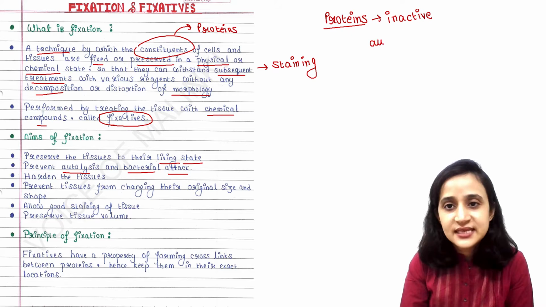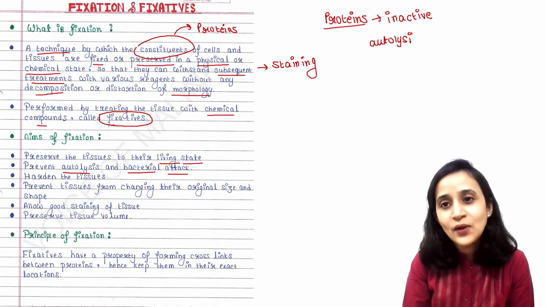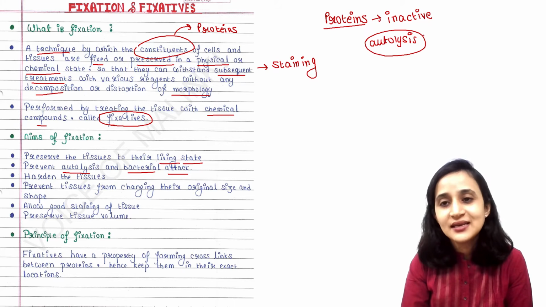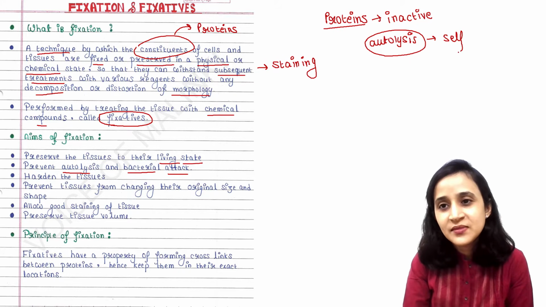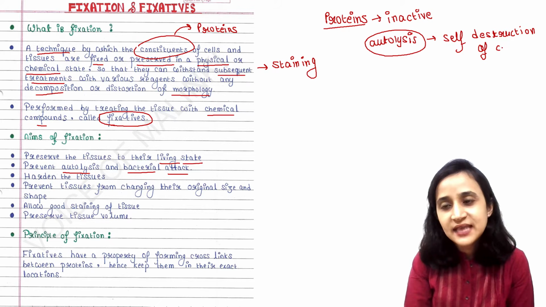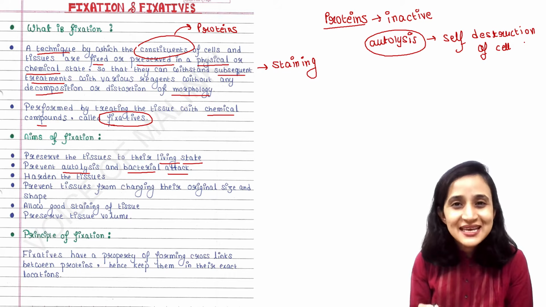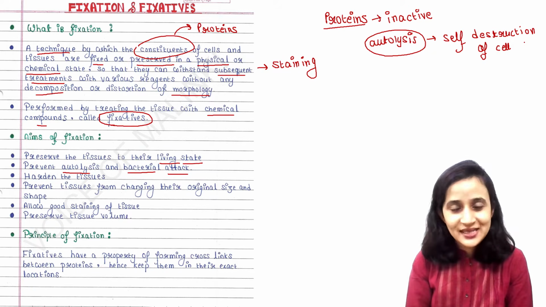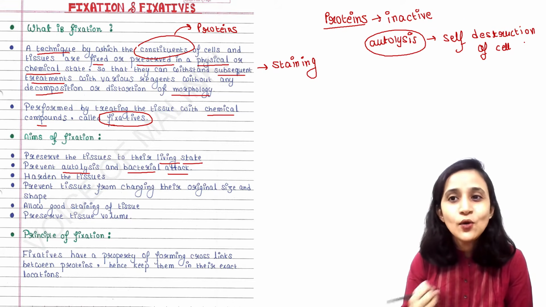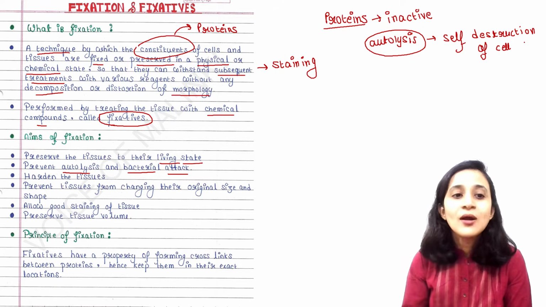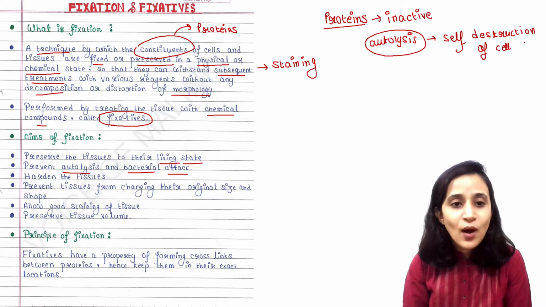So autolysis. From the name itself you can understand this is the self-destruction of cell, that is autolysis. This happens when you are removing the cell from the body. So cellular proteins or cellular enzymes will start to work and they will destroy the cell. That is autolysis. So we want to prevent that autolysis and we want to prevent bacterial attack also.